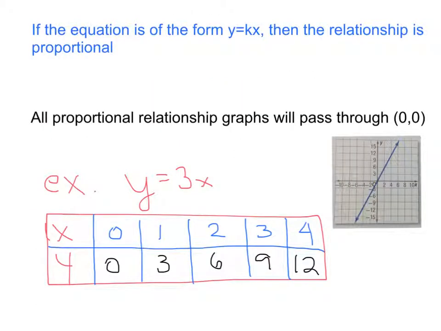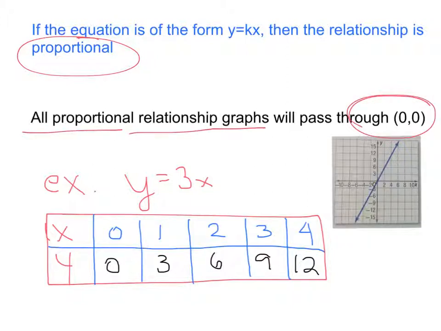If the equation is in the form of y equals kx, then the relationship is proportional. All proportional relationship graphs have to pass through 0, 0. So if you have the example y equals 3x, it is written in the correct form, so you would be able to say that it is proportional. And if you used values to replace x and solved for y, your graph would look a lot like this one, where it is crossing through the 0, 0.